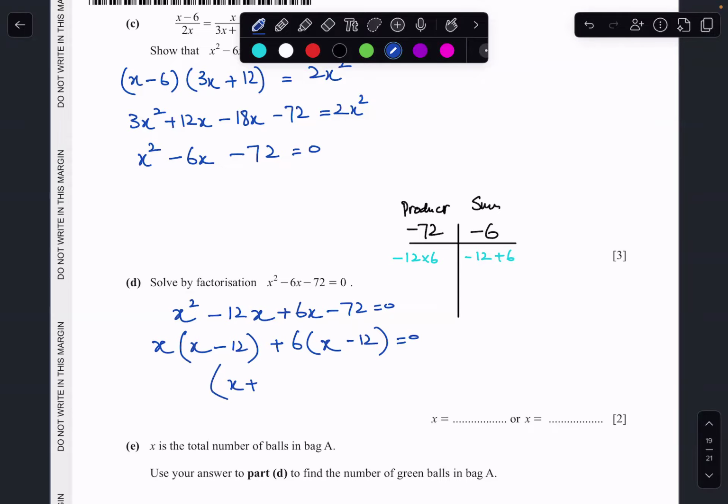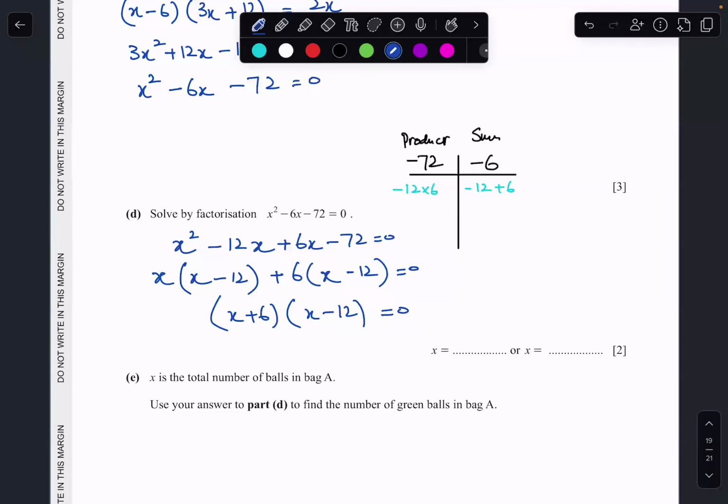We have two brackets, x plus 6 and x minus 12 is equal to 0. So we have two values. I'm going to put x plus 6 equal to 0, which will be x is equal to minus 6. And then I'm going to put x minus 12 is equal to 0. That would be x is equal to 12. The two values are minus 6 and 12.